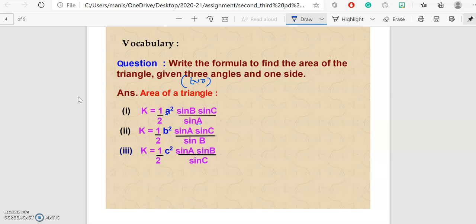1/2 b squared. Now since this is b squared, in the denominator is what? Sine of b. What is left? A and c. So it comes sine of a, sine of c. And the third one is 1/2 c squared, sine of a, sine of b over sine of c.